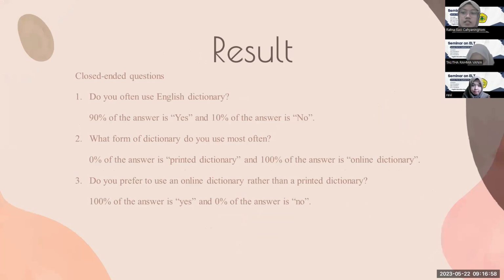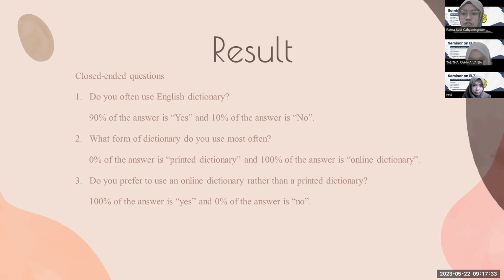The data is the result of the questionnaire conducted through the Google Form. The questionnaire consists of 3 close-ended questions and 2 open-ended questions. For the close-ended questions, the first is, do you often use an English dictionary? The result is 19% of the answers is yes, and 10% of the answers is no. So almost all of the students often use an English dictionary.